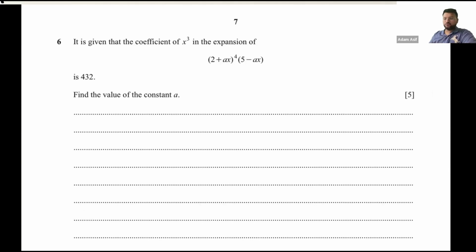It is given that the coefficient of x cube in the expansion of (2 plus ax) to the power 4 times (5 minus ax) is 432. Find the value of the constant a. Coefficient of x cube. So 5 is going to be multiplied by the term in x cube and minus ax is going to be multiplied by the term in x square.